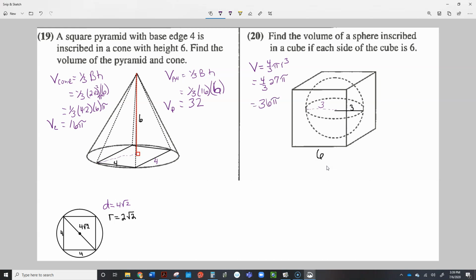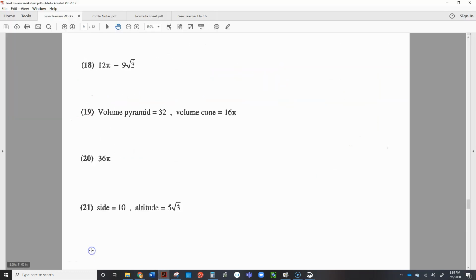And again, that's my mental math. Got to be checking it. 3 times 3 is 9. 9 times 3 is 27. And then 27 divided by 3 is 9. 9 times 4 is 36. Okay, I got that. Now, find the volume of a sphere. That's all it asked me to do, so it's 36 pi. Let's check. The answer, number 20, was 36 pi.